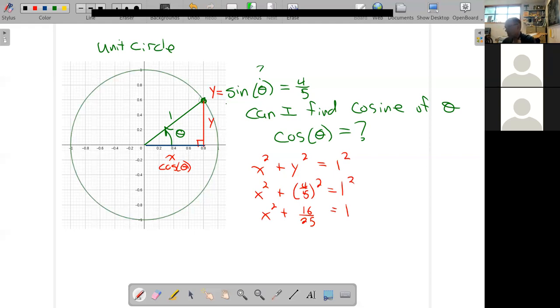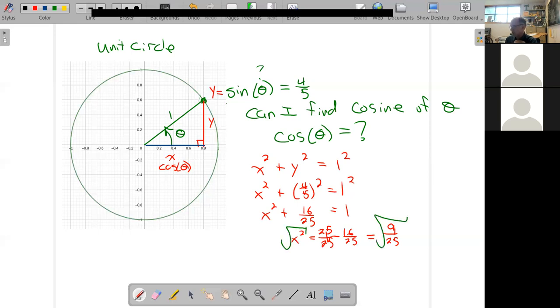Let's subtract the 16 over 25 to the other side. x squared equals 1 minus 16 over 25. So let's see, that would be 25 over 25 for 1. 25 minus 16 on a good day is 9 25ths. And then to get rid of a square, I take the square root.